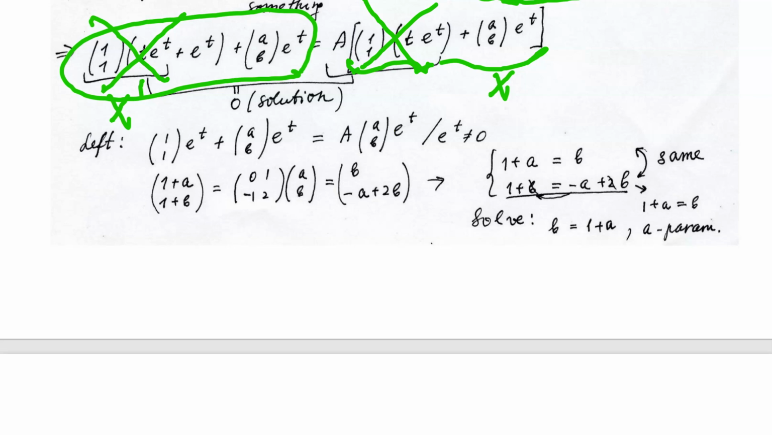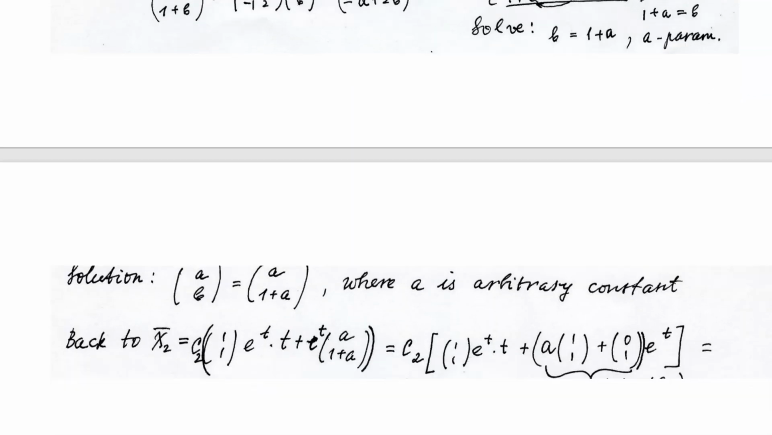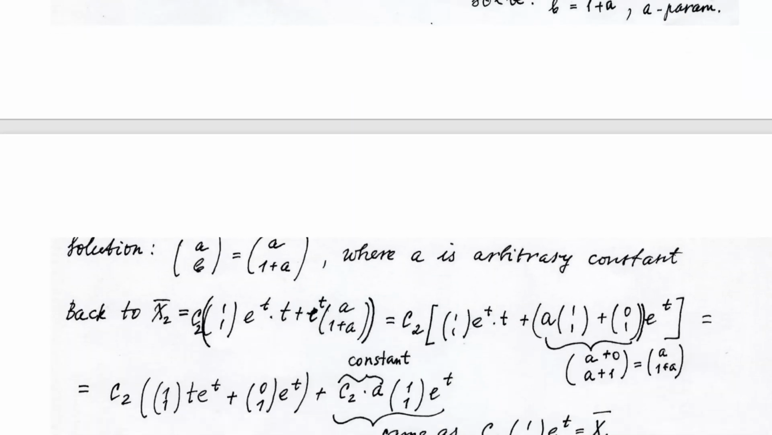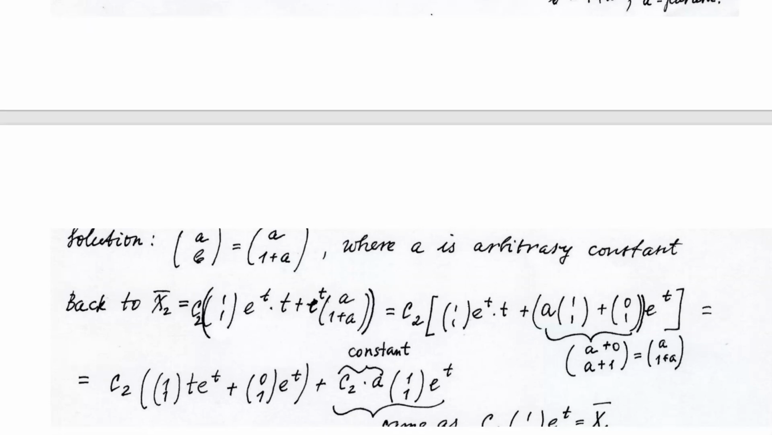I'm going to call this free parameter a, and I'm going to solve for b. b is going to be equal to 1 plus a. That's my free parameter a. And my final solution for a and b is going to be (a, 1 plus a), where a is an arbitrary constant, so you can take any number for a.